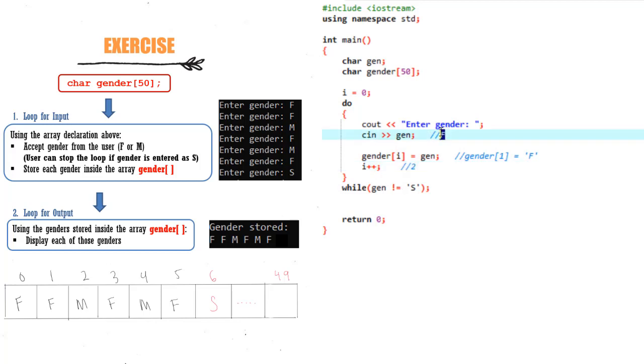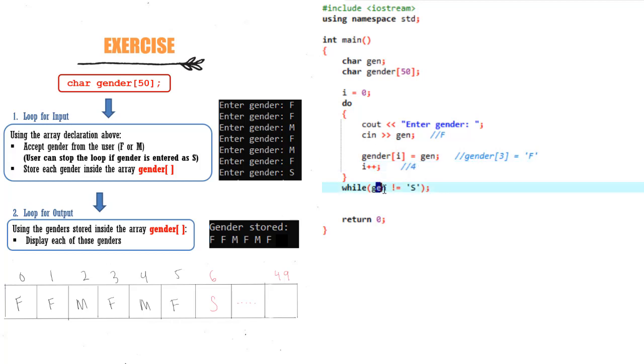Is gen S? No, so it will go back up. So gen now becomes, the third data is M. Gender[I] has been updated to 2, so I want to store M inside 2. That is how the data is stored, and then I++ becomes 3, and then it goes back. Is gen not equals to S? That is true because right now it is M. So it goes back up, and M now has been changed to F. Since I has been updated to 3, F will be stored inside index 3, and then I++ becomes 4.